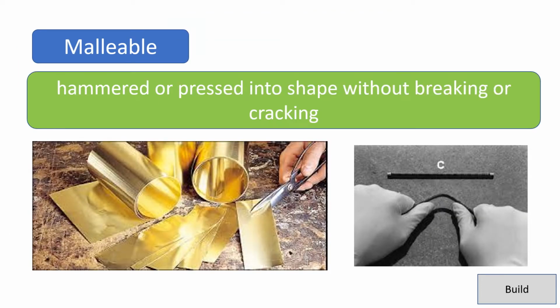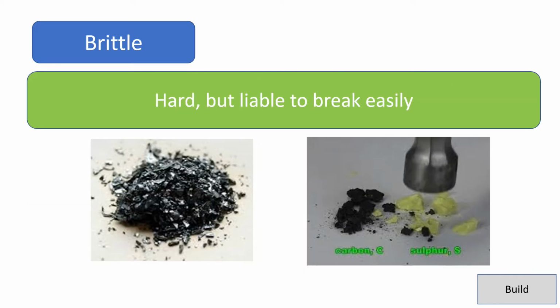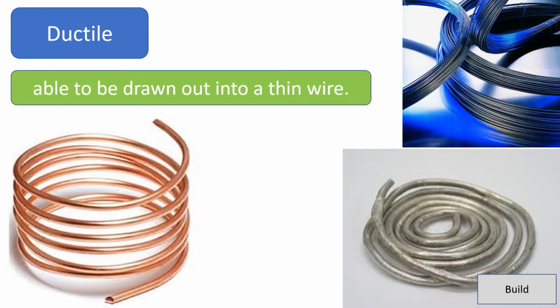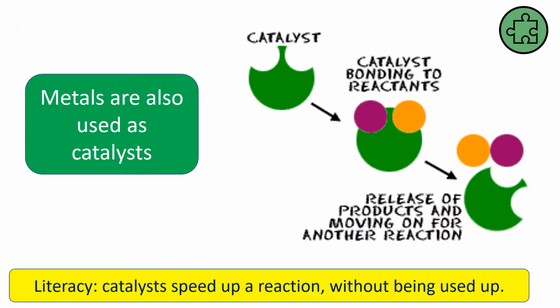Metals are malleable, which means they can be hammered or pressed into shape without breaking or cracking. The opposite of malleable is brittle. That's a non-metal. They're hard, but they're liable to break if smashed. Ductile is often forgotten about. It means it can be drawn out into a thin wire, and that's a metal. And finally, one that we don't often talk about but you do need to be aware of is that metals, particularly transition metals, are also used as catalysts. So they're used in many different chemical reactions to speed up a reaction without being used up.